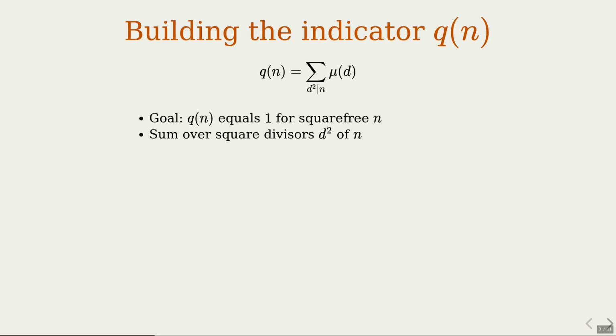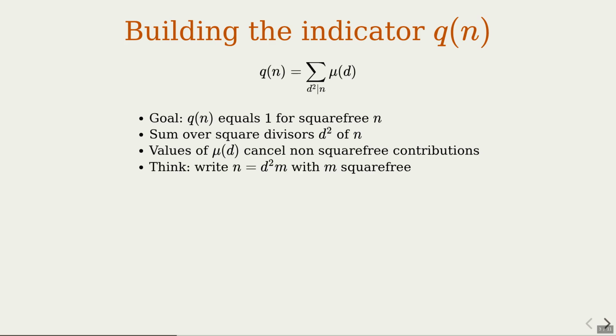So for a fixed n, we list every d whose square divides n and add up the corresponding mu of d values. Because mu takes values 1, -1, or 0 depending on square-free structure, the contributions from numbers with an extra square factor cancel out. If we split n as a square part times a square-free part, we can track how many ways that happens and see that everything collapses to 1 or 0. So Q really is a perfect yes or no test for square-free numbers, built entirely out of mu values.